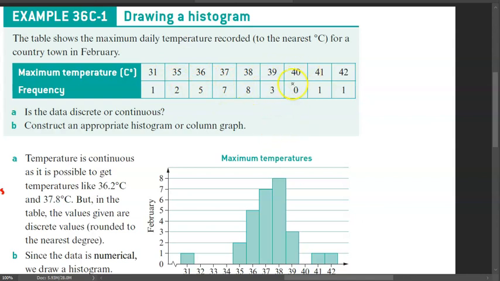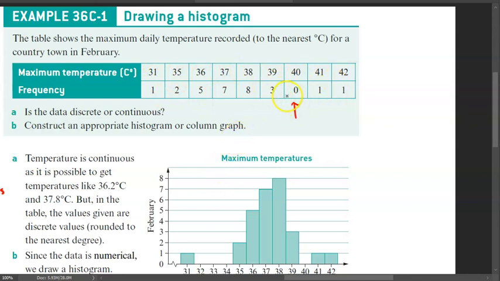For 40, there are 0 days. The reason why we put 0 in this case is because there was a day that was below 40, and obviously higher than 40, 41, 42. We have to consider this number here as a 0. We have to put that number in. If these numbers didn't exist, this frequency would only have to go up to 39. But because 41 and 42 exist, we have to showcase that 0 hit 40, else there will be no consistency within these graphs.